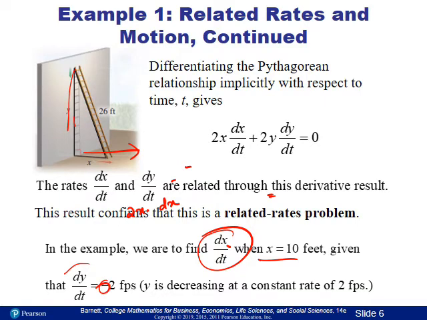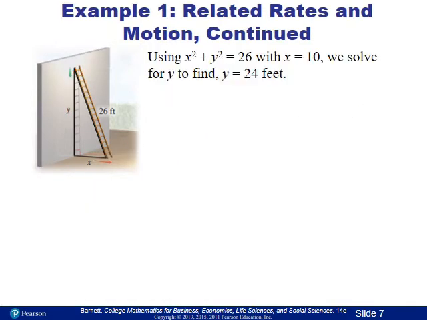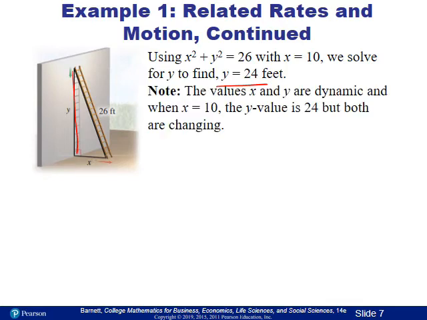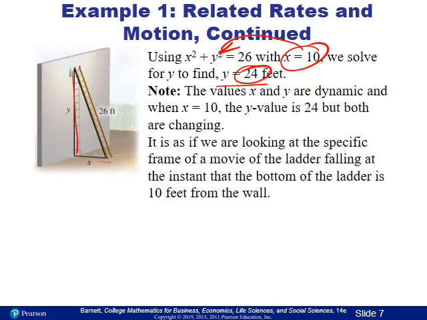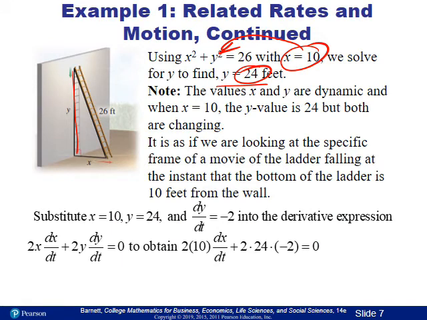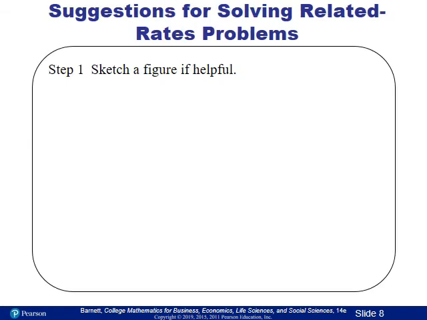We will substitute the values into this equation, and also we are given that when x is 10, the height y was 24. So after substituting all the values, like x equals 10, y equals 24, dy by dt equals minus 2, we can get dx by dt, that is, how fast x is changing.